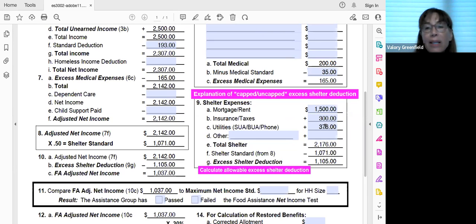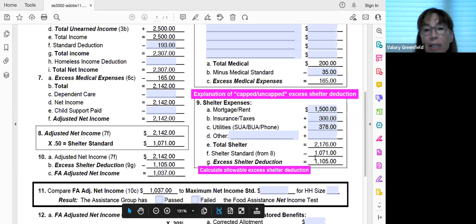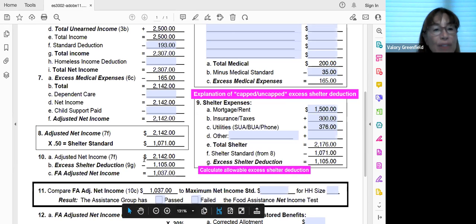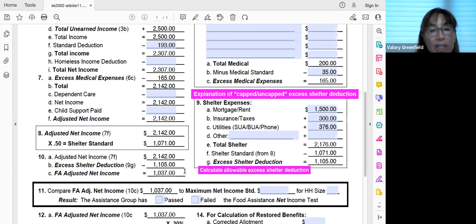So it calculates his excess shelter deduction at a whopping 1,105. He is not going to be capped because he is a person with a disability. He's going to get to take that entire shelter deduction, and the number is in fact moved over to 10B, bringing his food stamp adjusted income to 1,037.